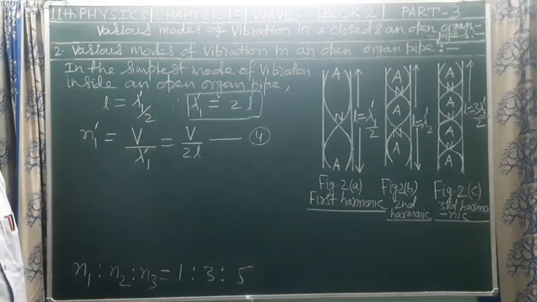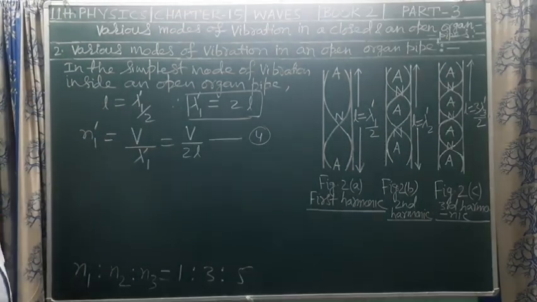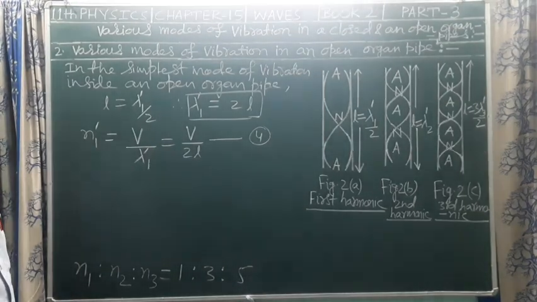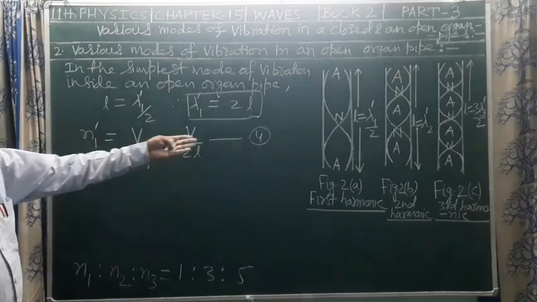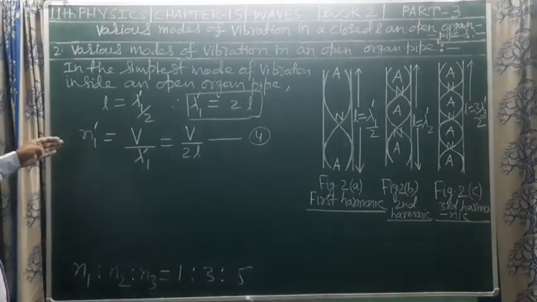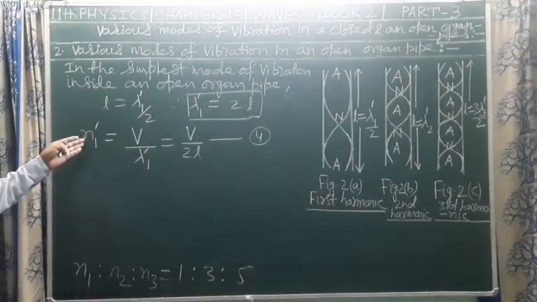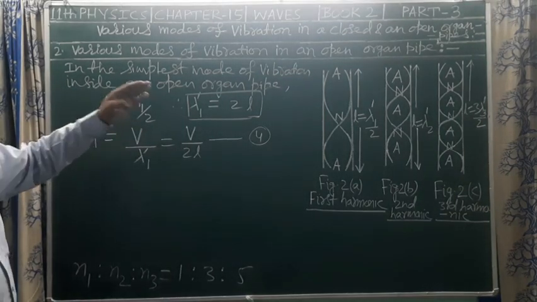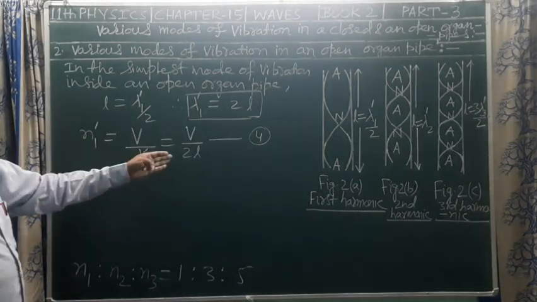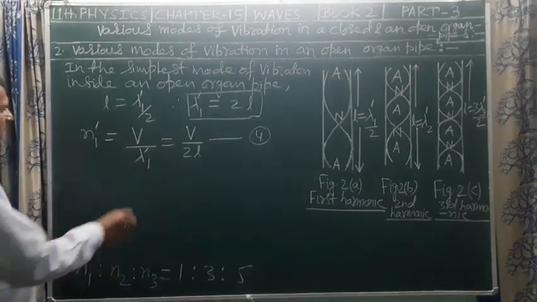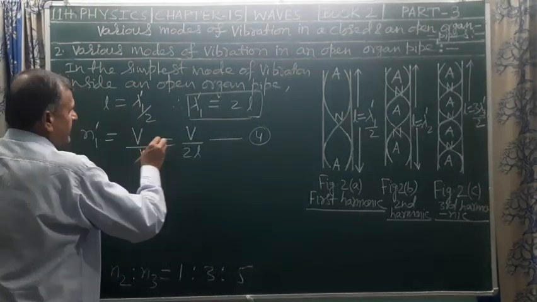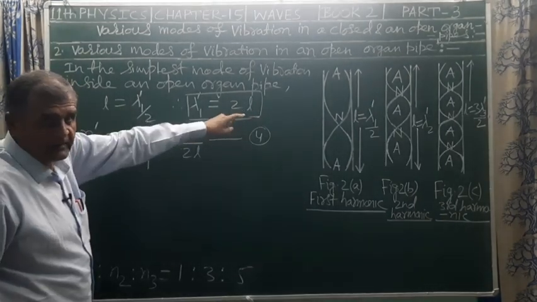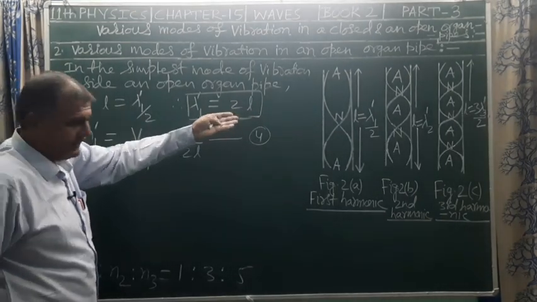Equations 1, 2 and 3 we have obtained already in various modes of vibration in a closed organ pipe. So it is equation number 4, that is expression for fundamental frequency or first harmonic in an open organ pipe: N1 dash is equal to V upon 2L. In place of lambda 1 dash we have replaced 2L, which we have already obtained in this case.